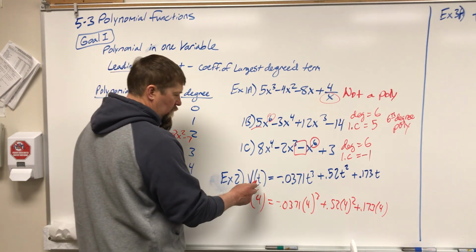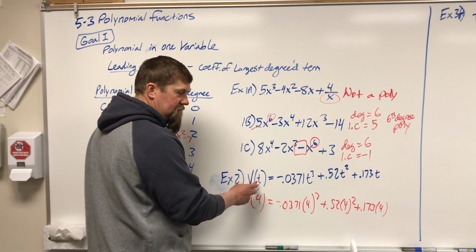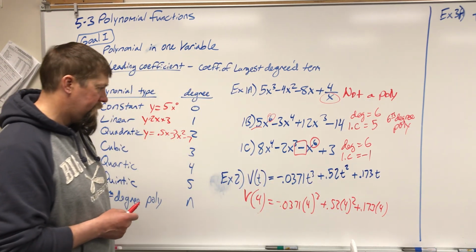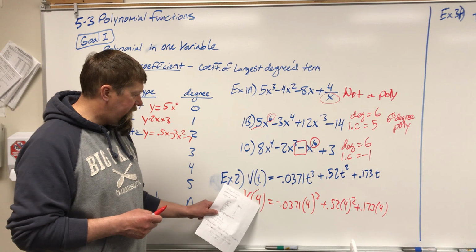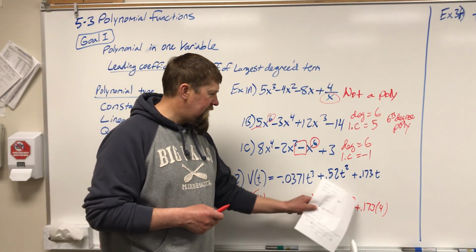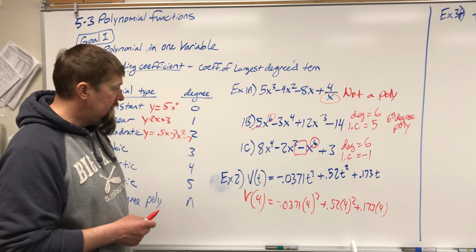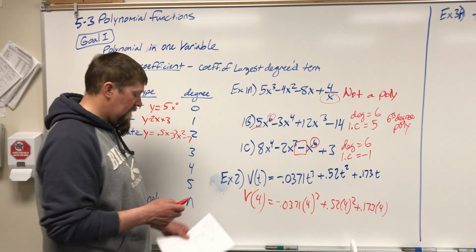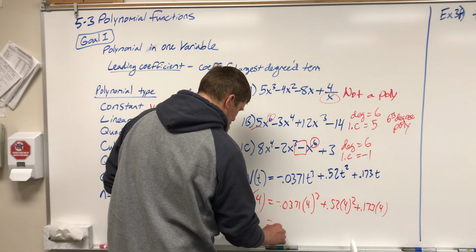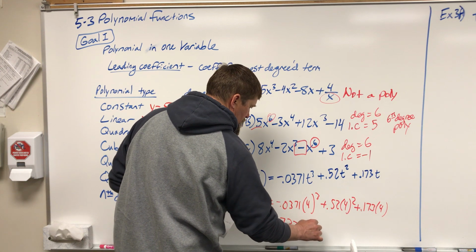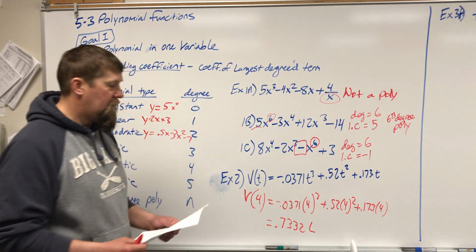So again, whatever's in the parentheses, you're putting in for the variable into the function. Since 4 was here, we're evaluating at 4. We're going to put 4 in for t everywhere t is, and now we're just going to use the order of operations to evaluate it. And if we do that, we should get 0.7332 liters would be our volume.